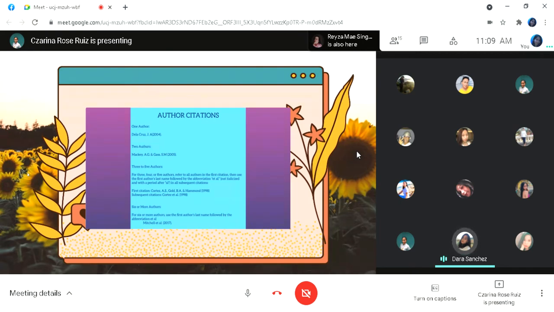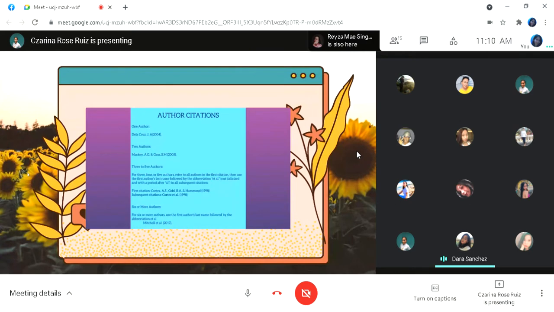For two authors, we use the family name, comma, first initial, period, and the middle initial, and we use the ampersand to connect the two authors, and the second family name of the author, comma, first initial, period, second initial, and open parenthesis, year published 2005, close parenthesis, period.